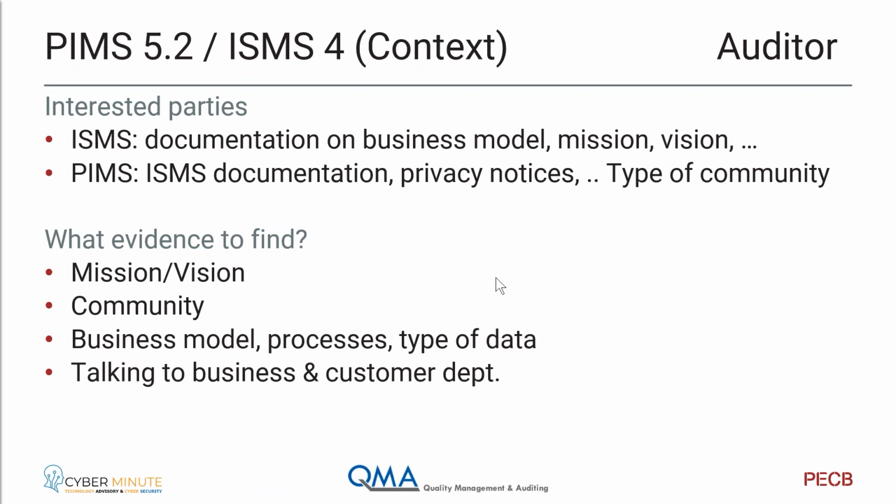We want to see a clear scoping. What is part of it? How's your business model? What processes do you have? What type of data? And also, how do you communicate this to the outside world? Being business partners, being customers, being regulatory authorities. So make sure that we can see something very clear on that point so that it's clear to everybody what your ISMS is about, what your PIMS is about.